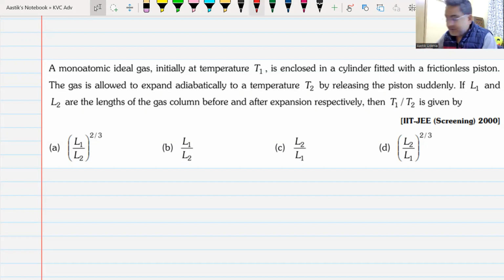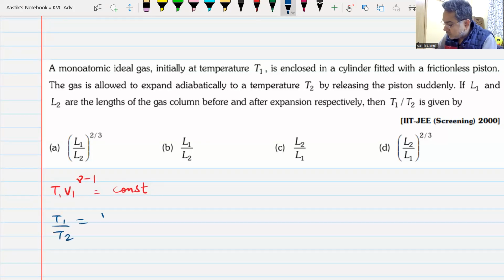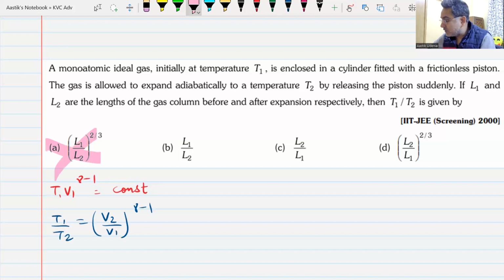So, what is the relation that you have to use? T V raised to the power gamma minus 1 is constant. So I can write T1 by T2 will be equal to V2 by V1 raised to the power of gamma minus 1. As soon as you see this, option C is absolutely wrong, and the only option that can be correct is option D. Open your eyes and see it, beta. I can make a mistake in ratios, you cannot make a mistake in the ratios. Do we understand this? Yes, sir.